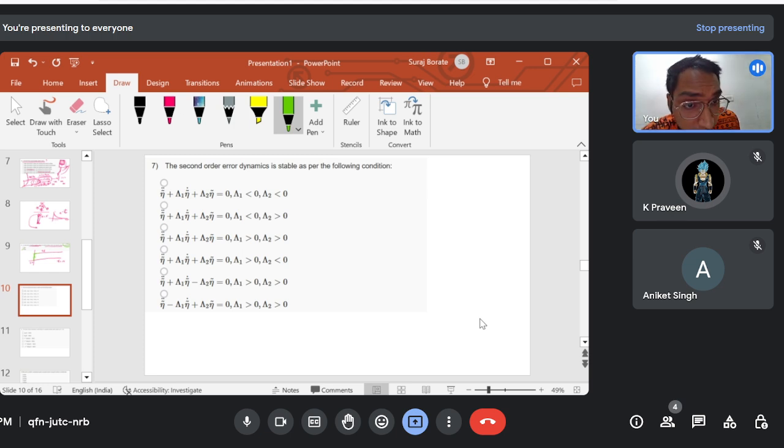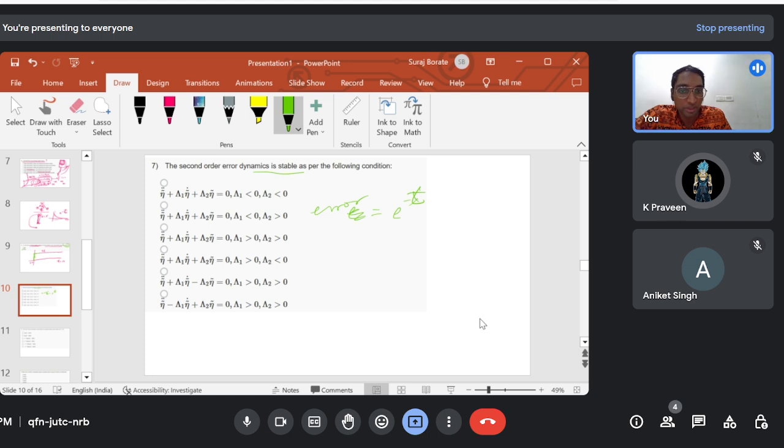Okay. Second order error dynamic is stable as per the following condition. When we say dynamic is stable, we are again talking about asymptotically stable. When you are saying asymptotically stable, the solution should look something like that. The error will be like this, e to the power minus t.